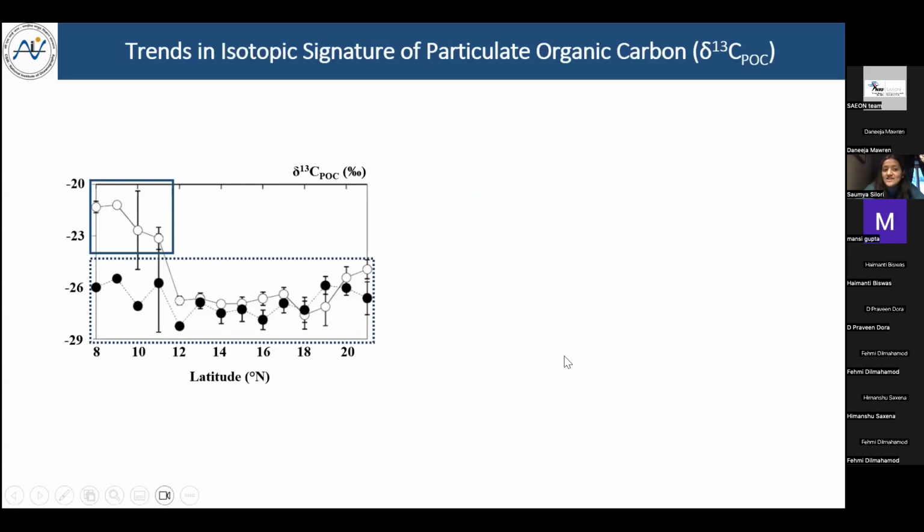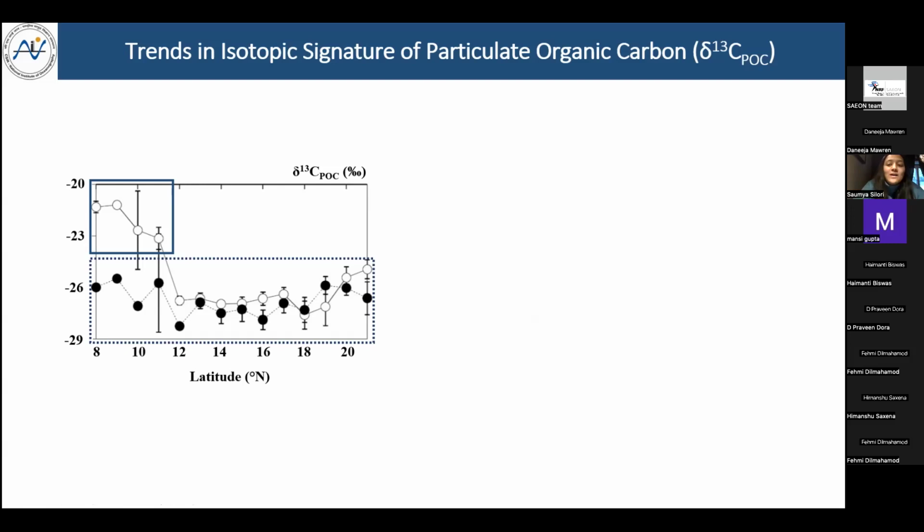So if we look at the distribution of delta 13C of the particulate organic carbon in this region, we see a similar pattern to what we saw for chlorophyll and particulate organic carbon. If you look at the southern stations here, we see the values are higher or less negative compared to the values elsewhere. And there's a clear contrast between the south and the north, where in the north we see lower values. And even at the base of the mixed layers of the southern stations, we see significantly lower values.